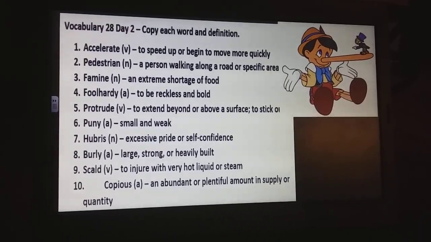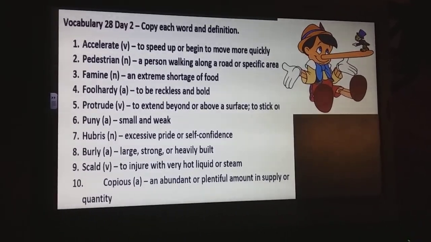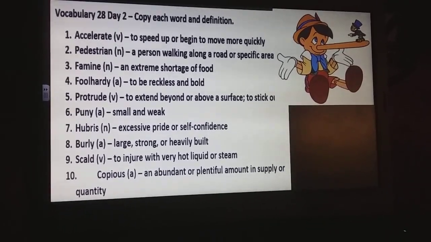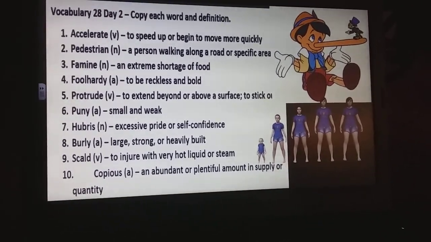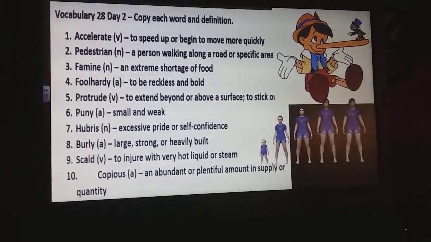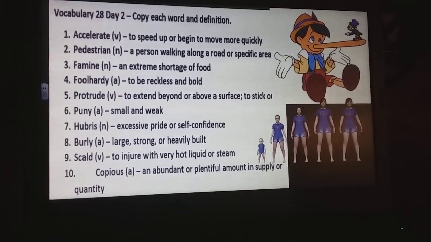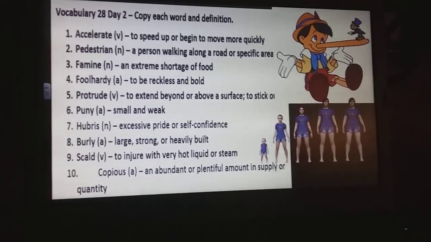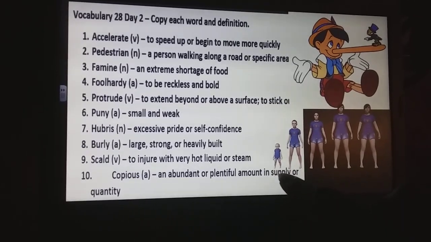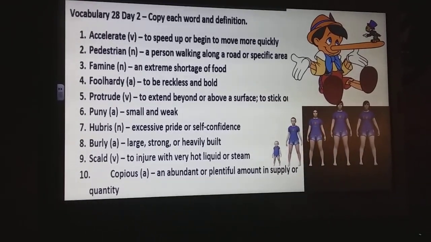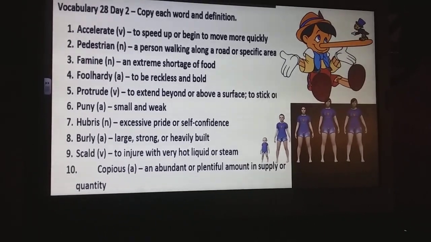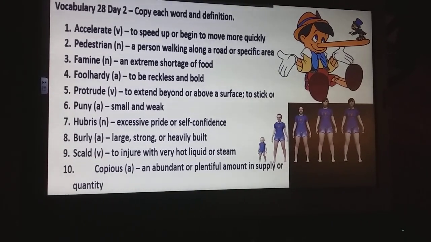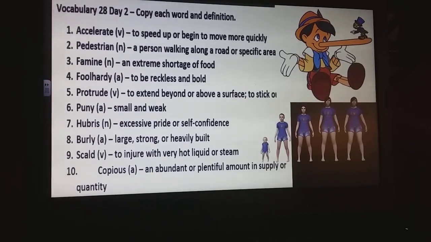Word number 6 is the word puny, which is an adjective. Puny is something that is small and weak. In the visual, we have some people here, ranging from the smallest to largest. And so the example you may see here of the little one, we could describe the little one as being puny because the little one is the smaller and the weaker of all of the individuals you see in the visual.